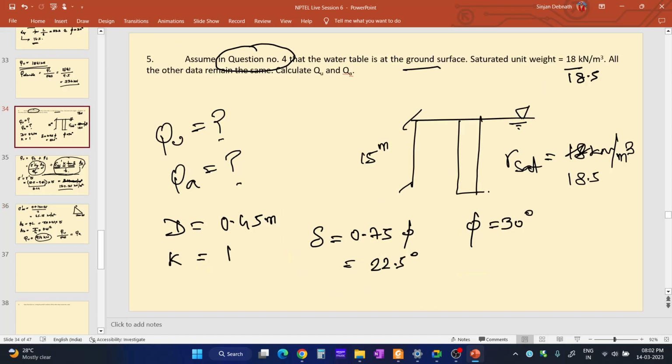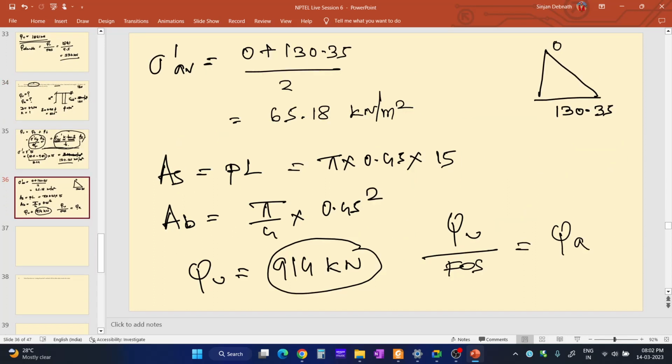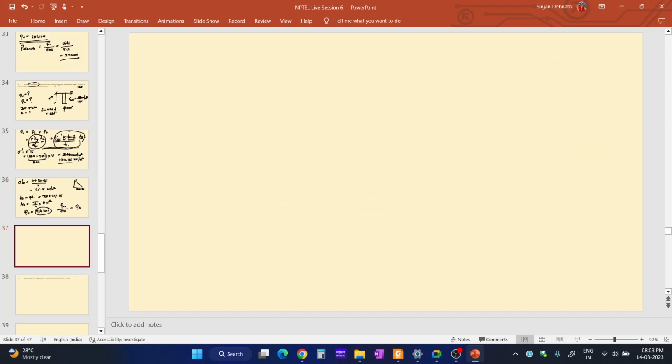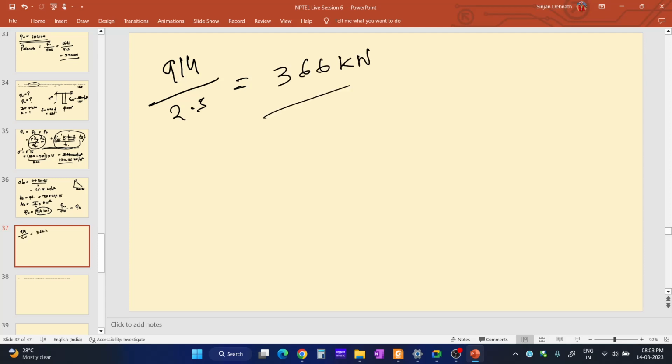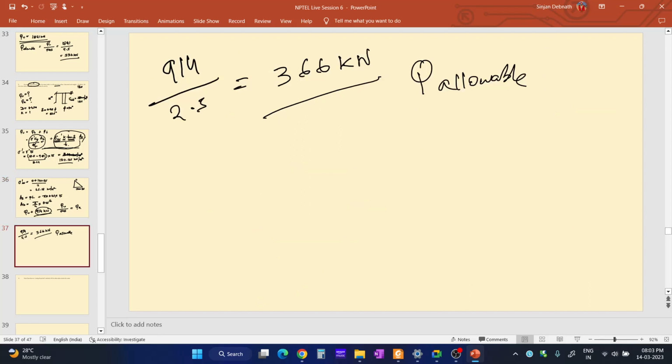So how much is the factor of safety? The factor of safety is similar to that of the first question. It is 2.5. So 914 divided by 2.5 is how much? It comes out to be around 366 kilonewton. So this is the allowable load. This one is the ultimate load, and this one is the allowable load.